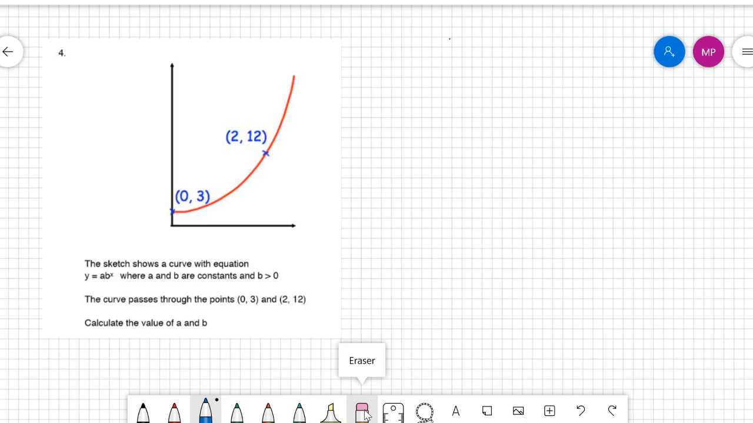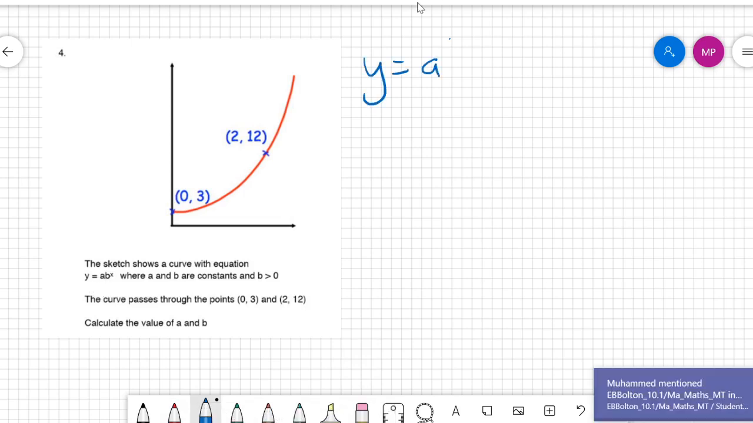Just thought I'd upload a quick video on how to attempt a question like this, which is linked to exponential graphs. As you can see, you've been given two coordinates, you've been given an exponential graph, and you've been given the equation of that graph with some missing values. So you have the equation, which is y equals a times b to the power x.